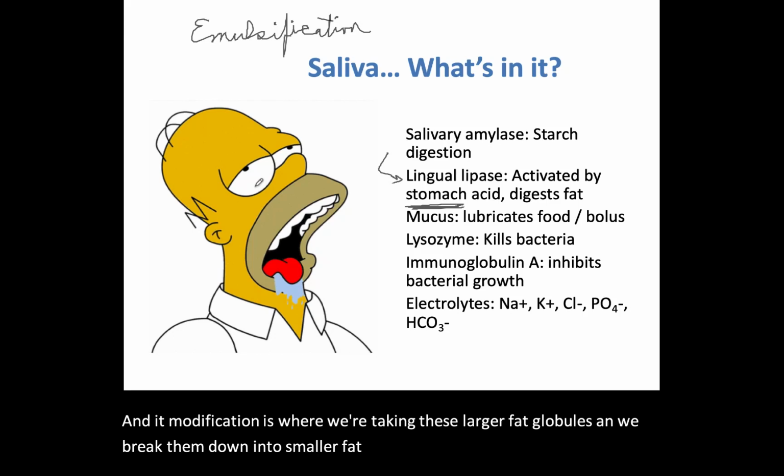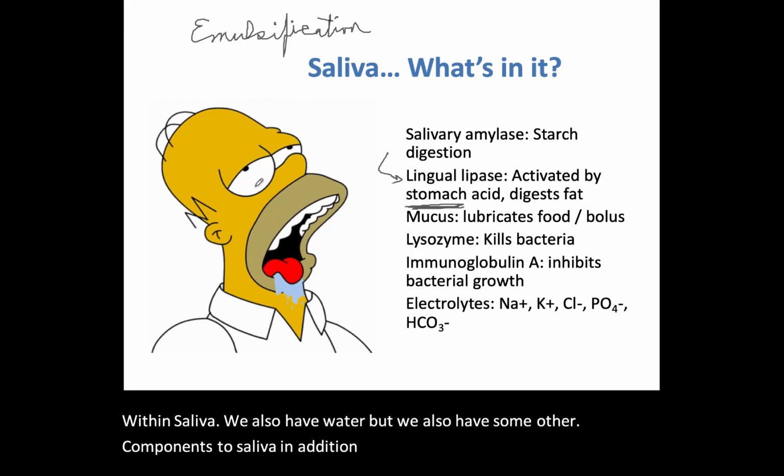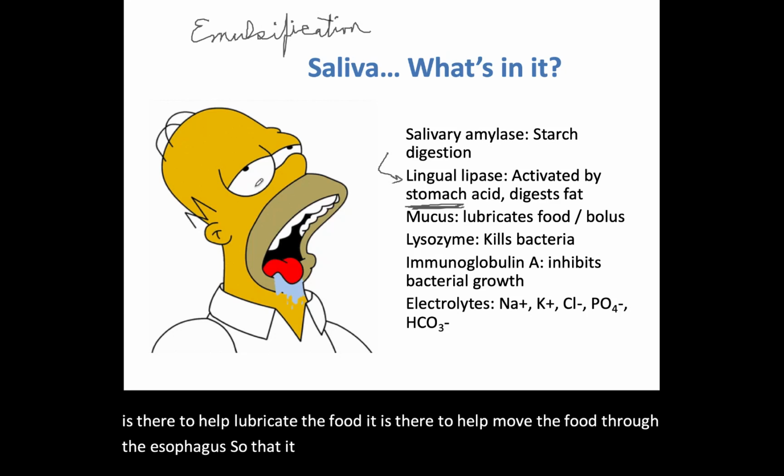Now, within saliva, we also have water, but we also have some other components to saliva in addition to just having enzymes. So mucus, right? Mucus is there to help lubricate the food. It is there to help move the food through the esophagus so that it doesn't damage the epithelium.